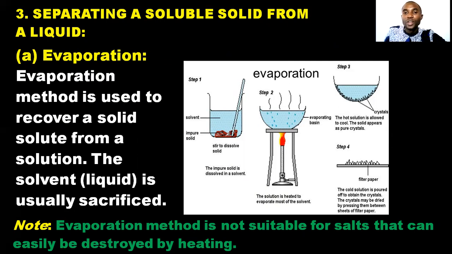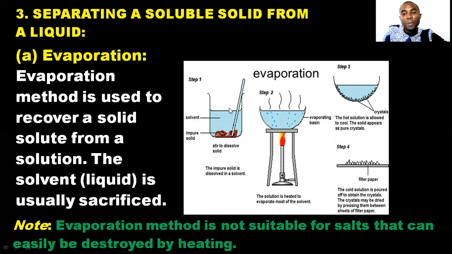All right. Another group is separating a soluble solid from a liquid. This particular solid is soluble in a liquid, and we can still separate it. Though it's soluble in water, we can separate it from water or any solvent. One of the ways you can do that, another separation technique, is the evaporation method. We have discussed many of them. Evaporation has to do with heating.